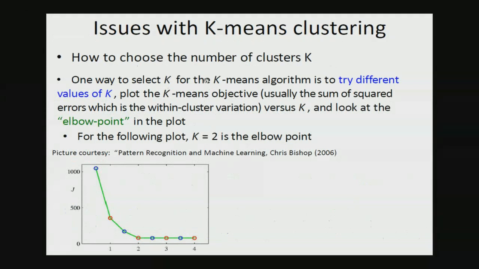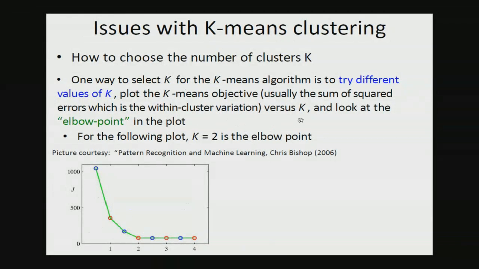Another issue with k-means clustering is that we need to specify the number of clusters. One way to select K would be to try different values of K, and then we can plot them. I call this the elbow plot. Because, like I said, for a good clustering algorithm, you would want the points within a cluster to be similar. That means the error will be small, right? The within-cluster variation will be small. So we can calculate the sum of squared error, which is the within-cluster variation.